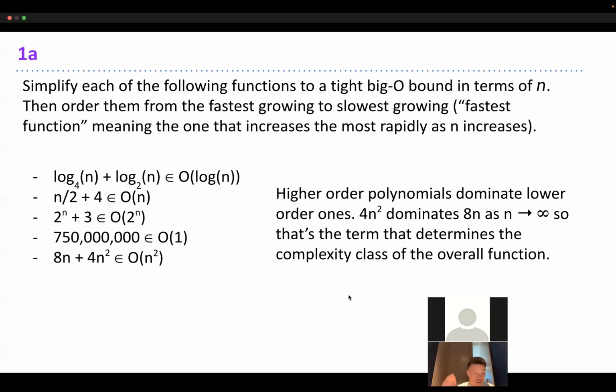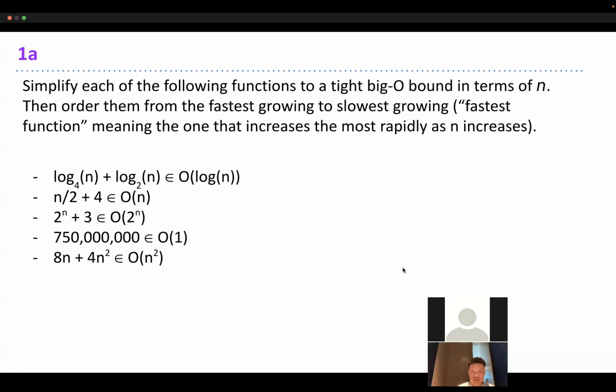Another way you can think about it is to imagine an incredibly big number, like 10 trillion: 8 times 10 trillion compared to 4 times 10 trillion squared. 8n is like nothing. So that's kind of what we mean by dominate.